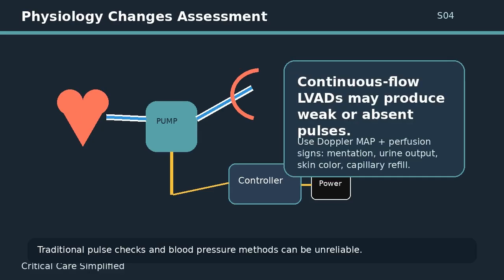Most modern LVADs are continuous flow devices. They improve cardiac output and organ perfusion, but they may also create a weak or absent palpable pulse. That means traditional pulse checks and blood pressure methods can be unreliable. ICU assessment must shift toward mean arterial pressure by Doppler, device parameters, and signs of perfusion like mentation, urine output, skin color, and capillary refill.